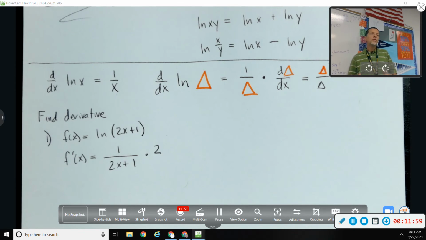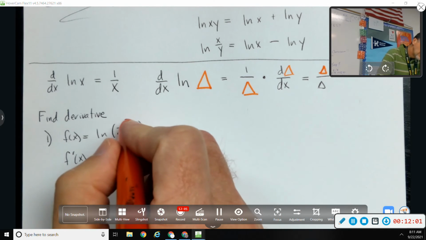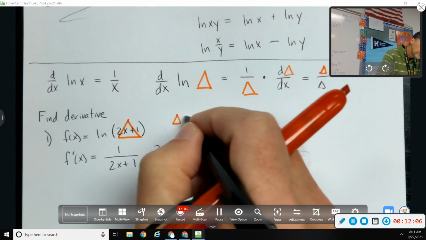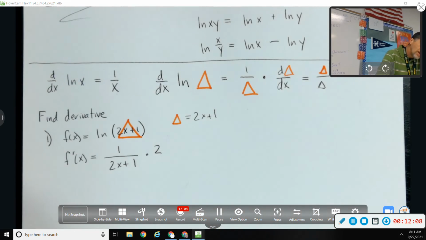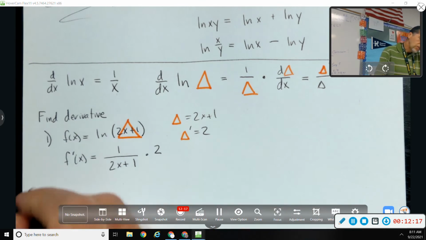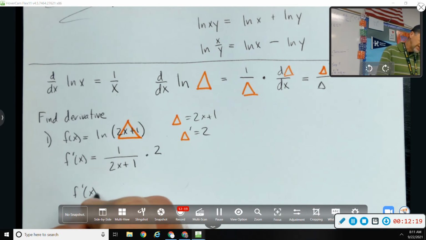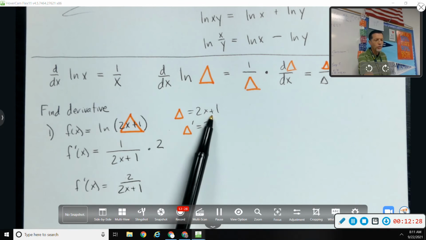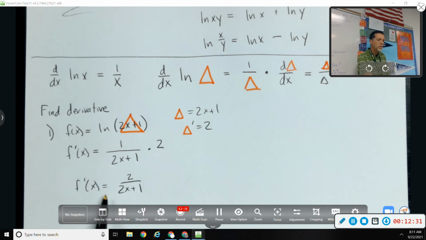If you really need to slow this down, you would say, well, my orange triangle is 2x plus 1, and the derivative of my orange triangle is 2. So there's my final answer. CalcChat, of course, would probably clean it up a little bit and write it like that. That's showing a ton of work, right? The orange triangle is 2x plus 1. Its derivative is 2. Put in the pieces.